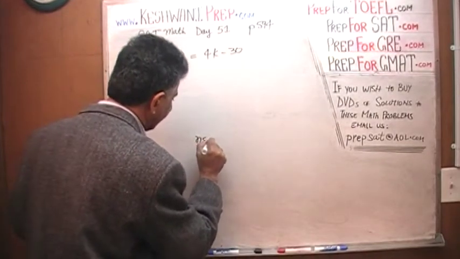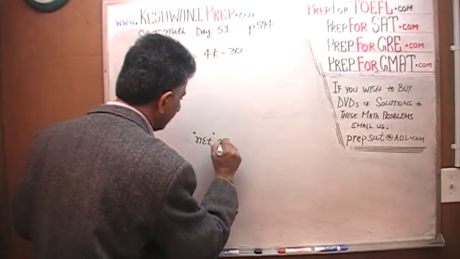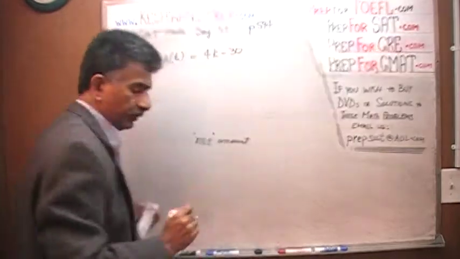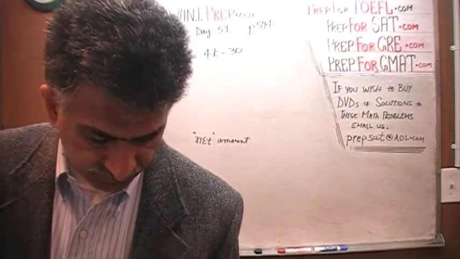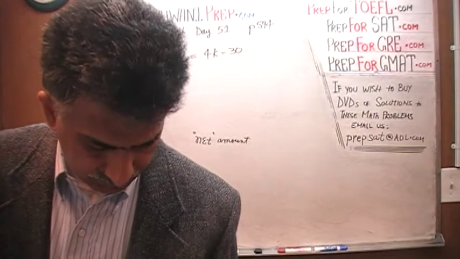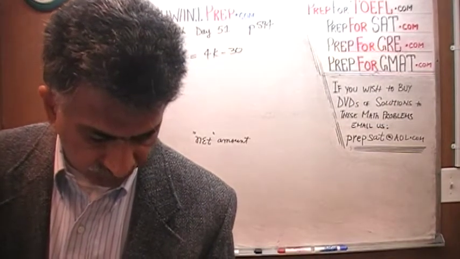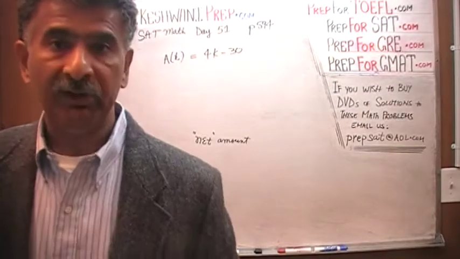What do they mean by net amount? Did you ever wonder, why don't they just say, what's the amount? Why don't they just say, if a group washed 15 cars, what is the amount they raise? Why don't they just say that?